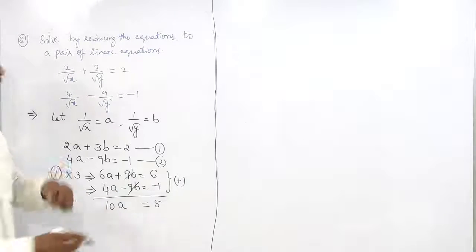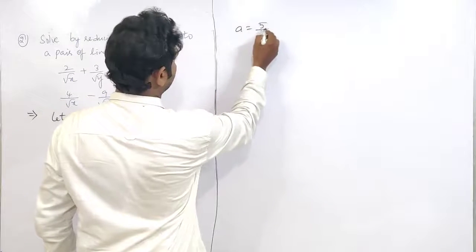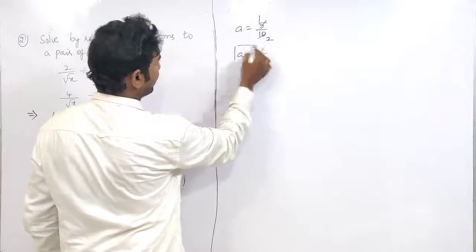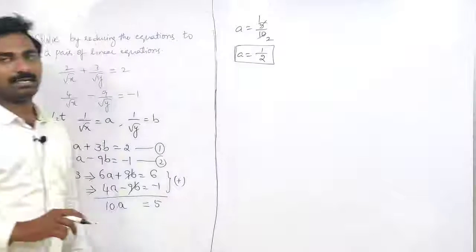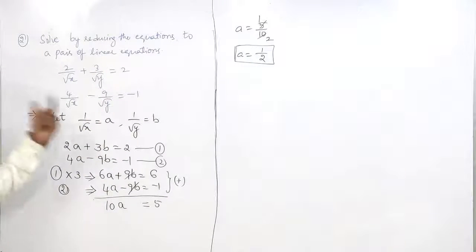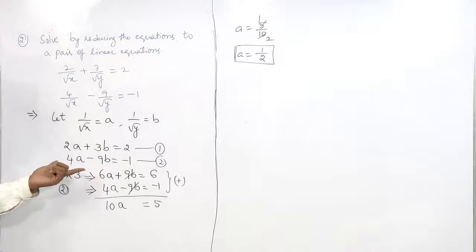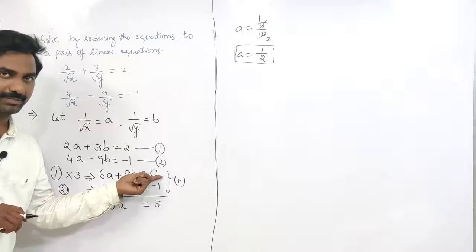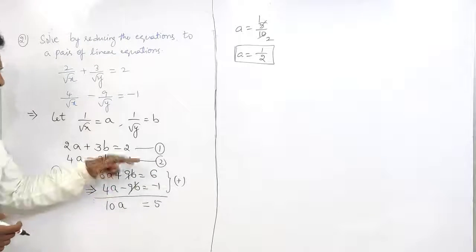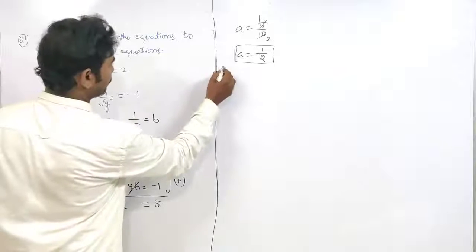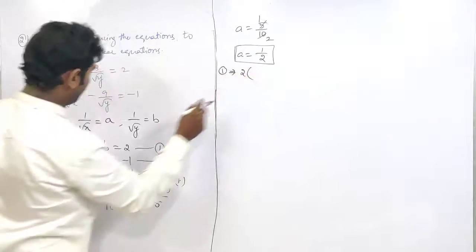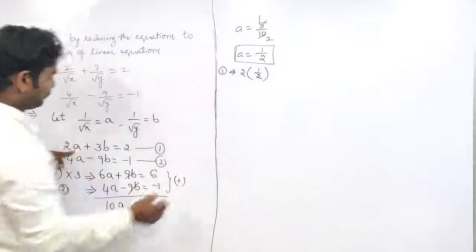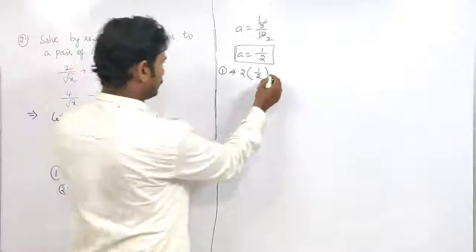a is equal to 5 by 10. 5 ones are 5, 5 twos are 10. I got the value of a as 1 by 2. a is equal to 1 by 2. I need to find out the value of b also. Where do you need to substitute? You can substitute either in the first equation or in the second equation. It's our wish. Let us substitute in the first equation. What is the first equation? First equation is 2 into a. What is a? 1 by 2. Plus 3b is equal to 2.